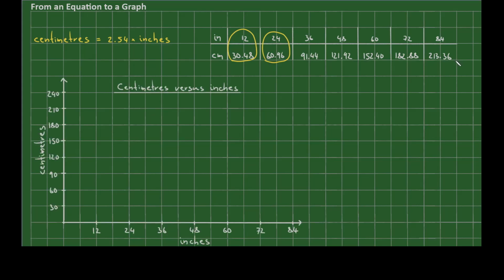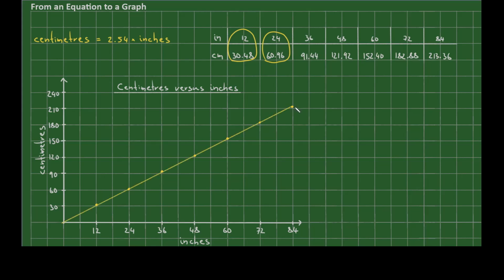Now that I have the axes, I can plot the points from the table. And so I will have 12, 30.48, 24, 60.96, and so on. As I'm dealing with continuous numerical data, I can connect these points with a line.